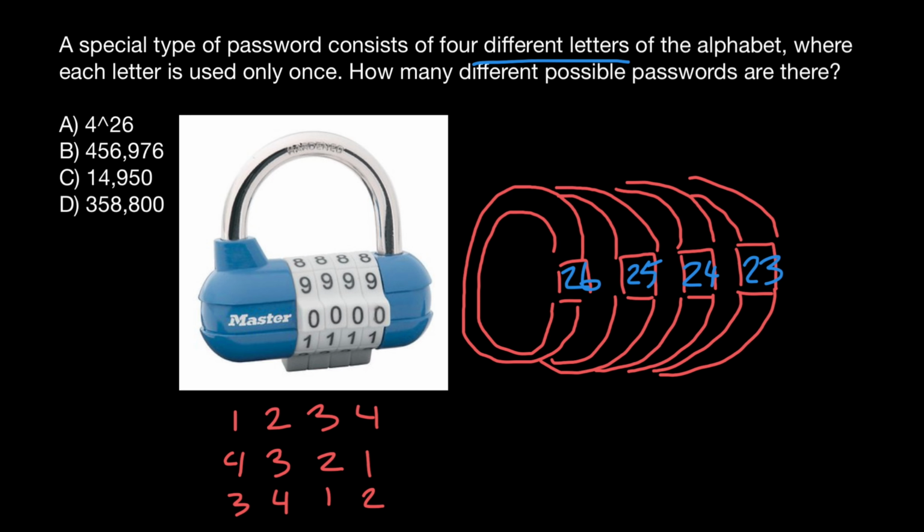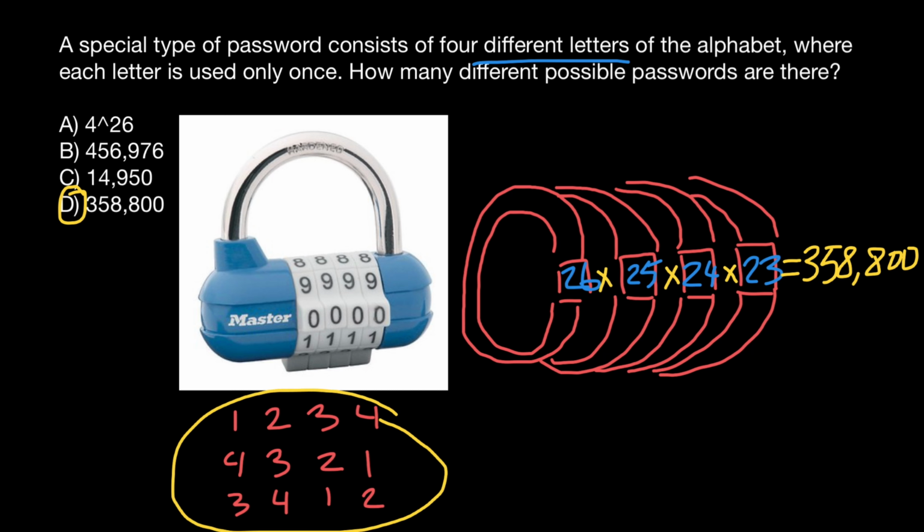And our last step would be to multiply all these numbers, and this is how we are going to get 358,800. And this is answer D. I hope my explanation was clear enough, and now you will be able to tell the difference between combination and permutation. In combination, order doesn't matter. In permutations, order does matter. And this affects our calculations.